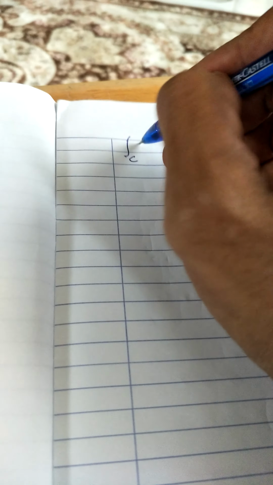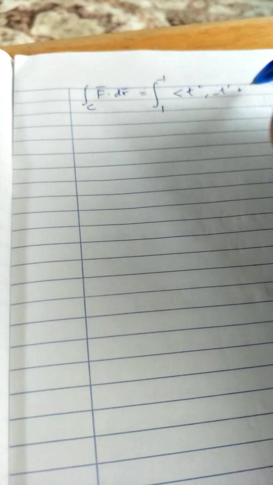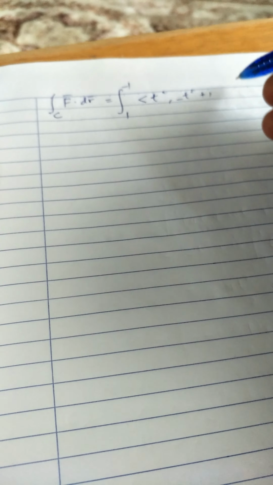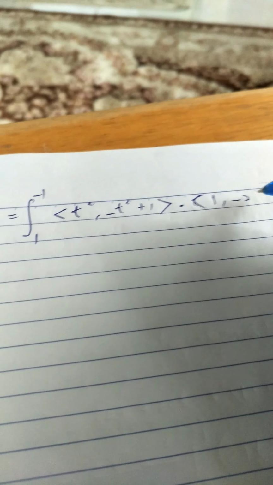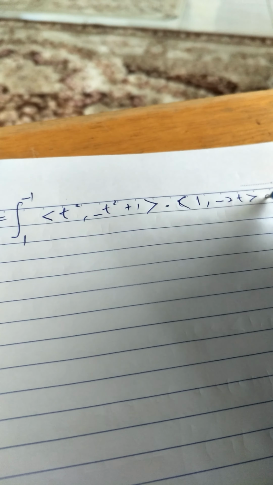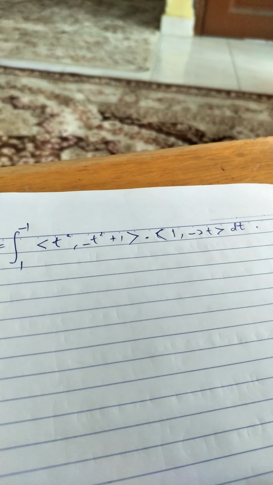we do the integration, integrate over c f dot dr. So this is integrate t from 1 to minus 1. Our f is t squared, minus t squared plus 1, right? Dot dr, our dr is dt, 1, negative 2t dt. Okay, just solve this, integrate 1 to minus 1.